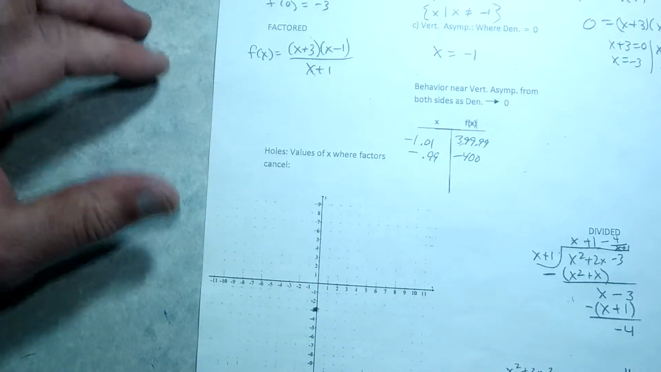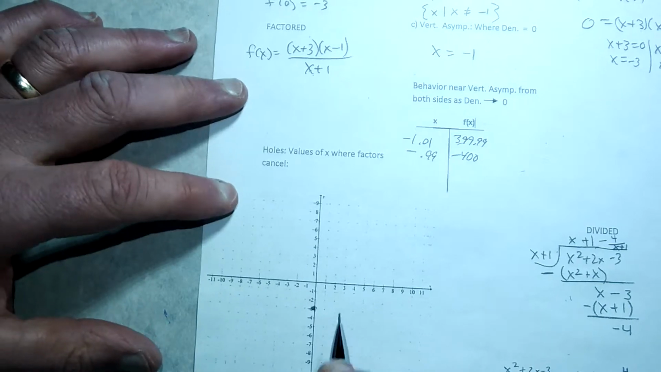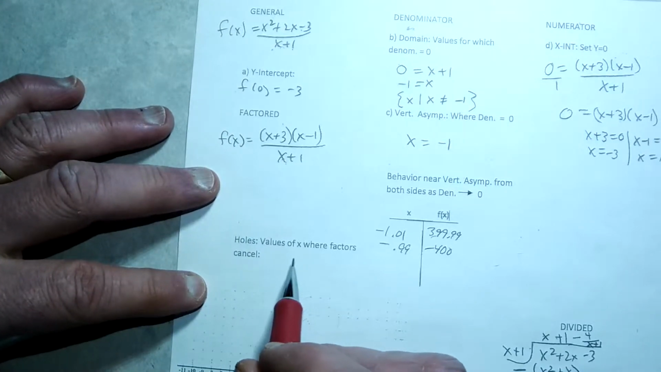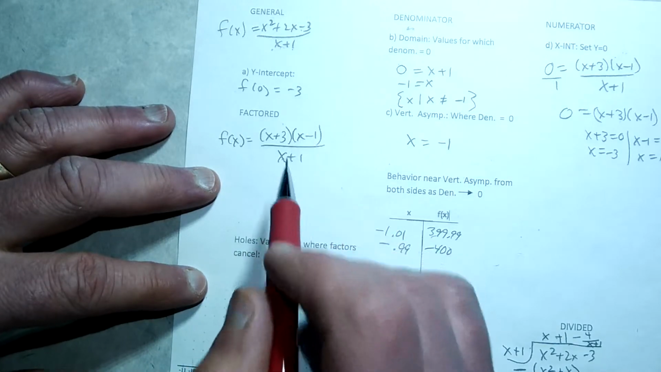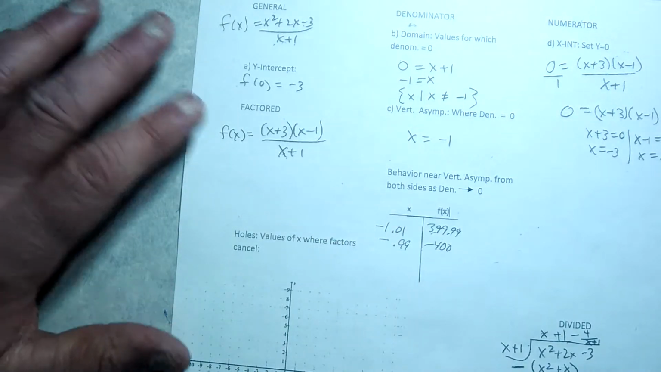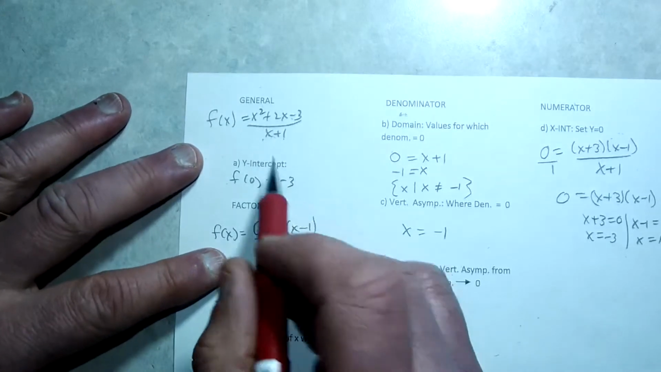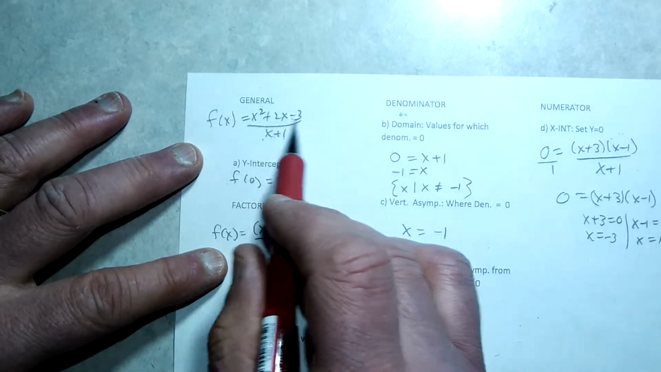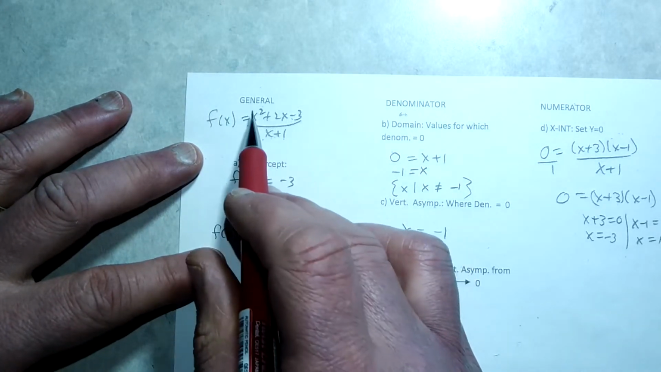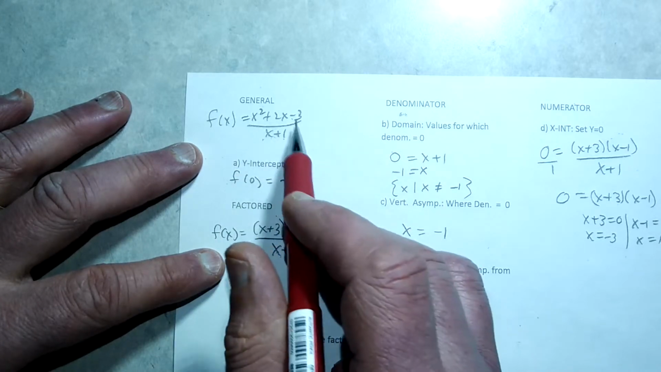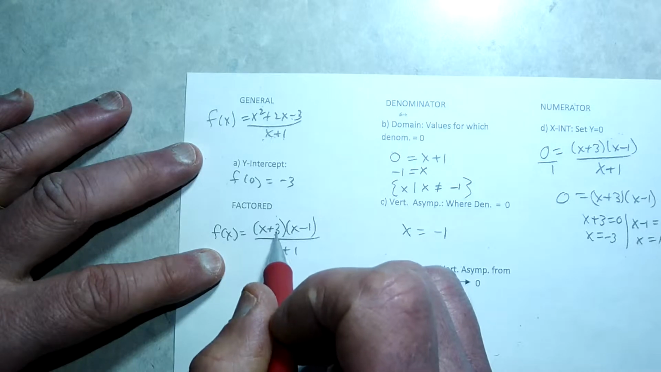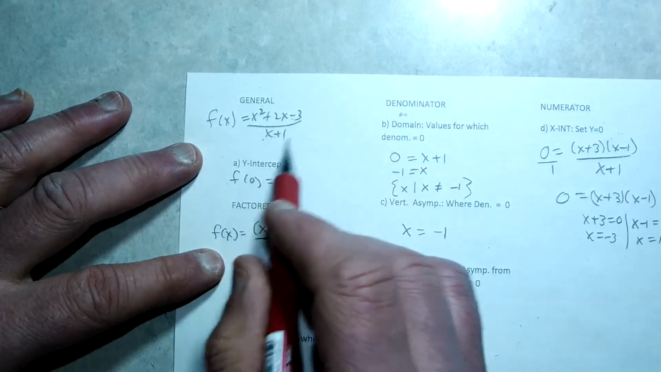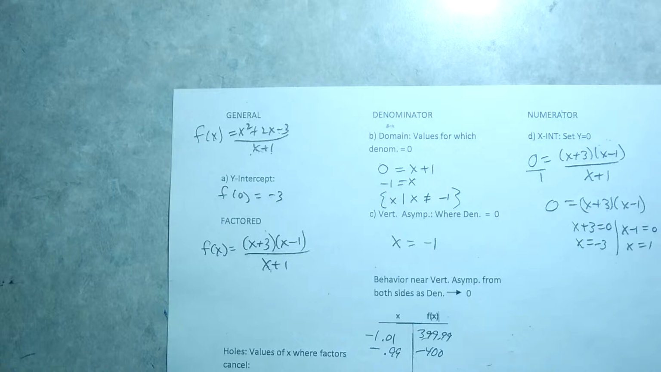Okay, so now let's go ahead and take a look at some of the other features of the graph. By the way, I don't know if I've mentioned holes in the graph. There aren't any whenever you have no factors canceling with the top and bottom. And I did factor this already for us, but if you factor the numerator, it is a trinomial whose lead coefficient is 1. And what two numbers multiply to negative 3 and add to 2? It turns out to be positive 3 and negative 1. The bottom did not need to be factored, but if it was possible to factor it, I would.